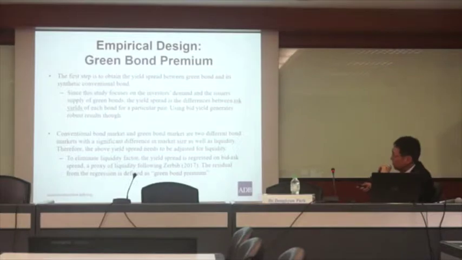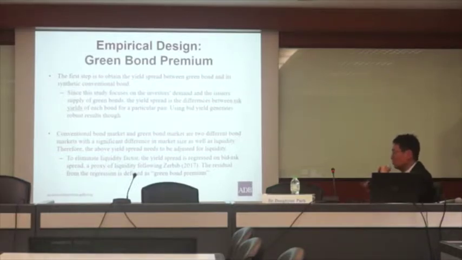Therefore, when we look at this yield spread between green bond and its matched conventional bond, what we want to look at is the effect of greenness. So we want to separate out effects or characteristics that are not related to greenness, especially liquidity. So we want to adjust for liquidity because we want to focus on the role of greenness in green bond pricing. To separate out the liquidity factor, we regress the yield spread on a proxy of liquidity, which is the bid-ask spread. And the residual from that regression we define as the green bond premium. Because it's a premium on greenness. It's not a premium on liquidity. It's not a premium on other characteristics of the green bond market. It's a premium on greenness.